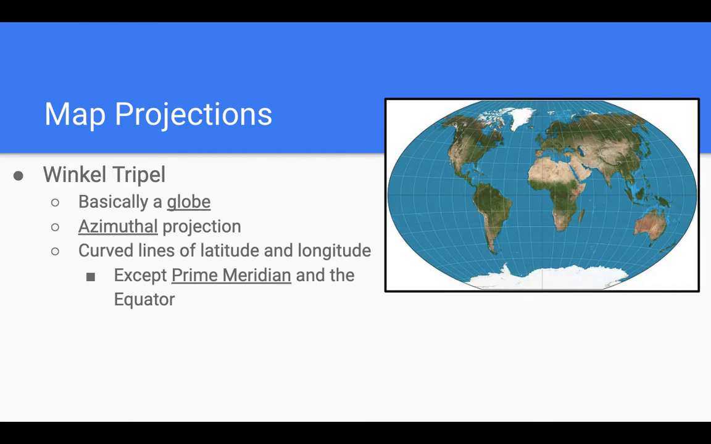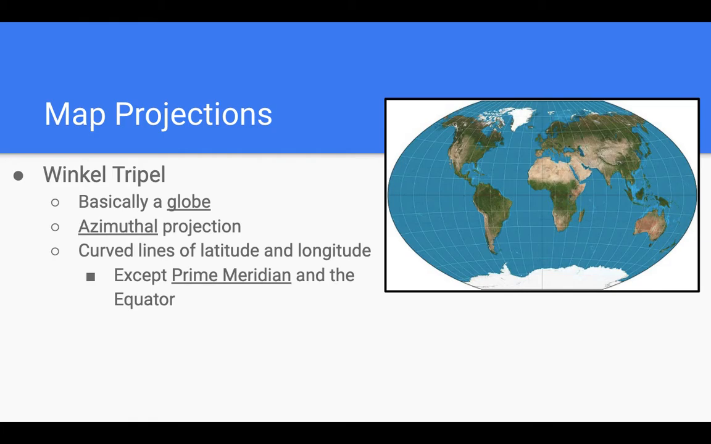The next one, another very common one, is called the Winkel Tripel. This was developed by a German, his last name was Winkel, in the 1920s. And it's basically the globe. It's a projection of the globe. I'm going to show you another map that's going to look really similar to this. But you can see the lines of latitude and the lines of longitude are all distorted. So it gives it a little better look land-wise. You can see Greenland is not bigger than Africa anymore. So land-wise, it's a little closer to accurate.